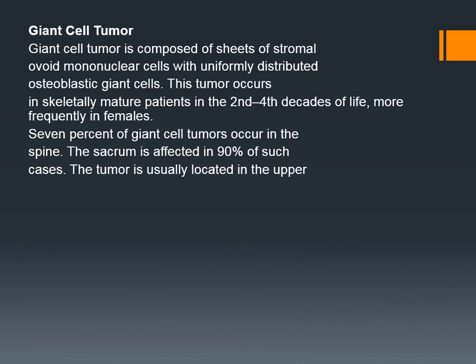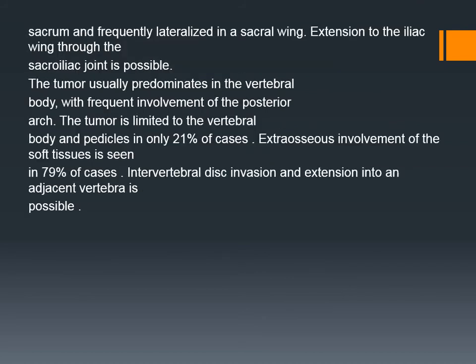Giant cell tumor is composed of sheets of stromal ovoid mononuclear cells with uniformly distributed osteoclast giant cells. This tumor occurs in skeletally mature patients in the second to fourth decades of life, more frequently in females. 7% of giant cell tumors occur in the spine. The sacrum is affected in 90% of such cases. The tumor is usually located in the upper sacrum and frequently lateralized in the sacral wing. Extension into the iliac wing through the sacroiliac joint is possible.